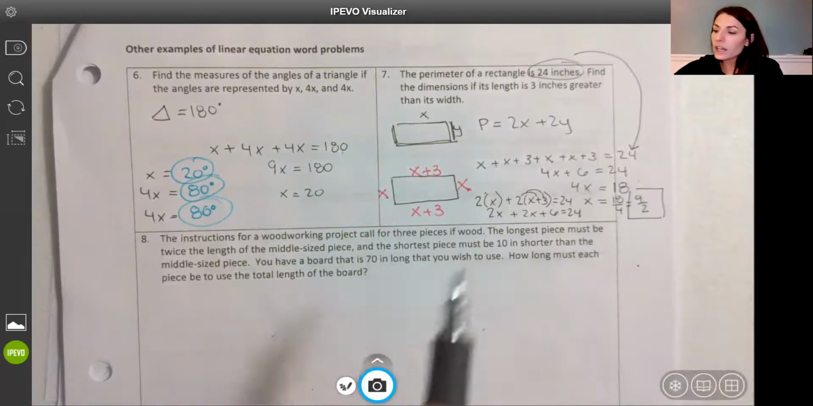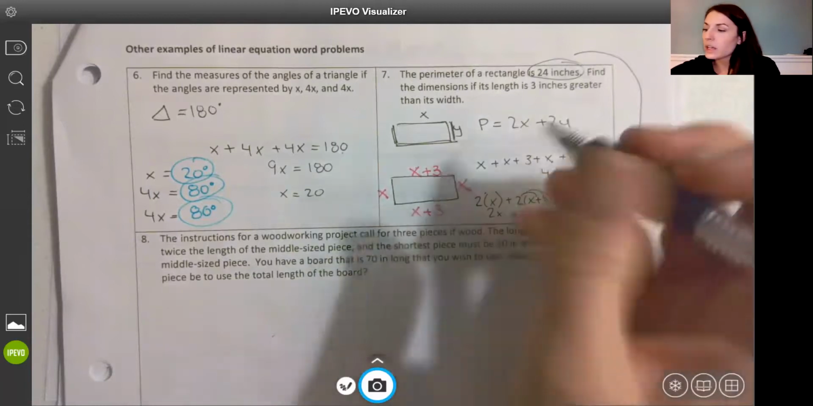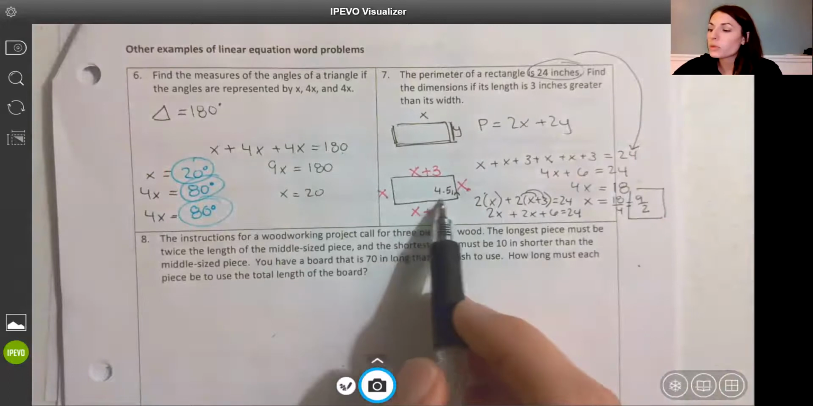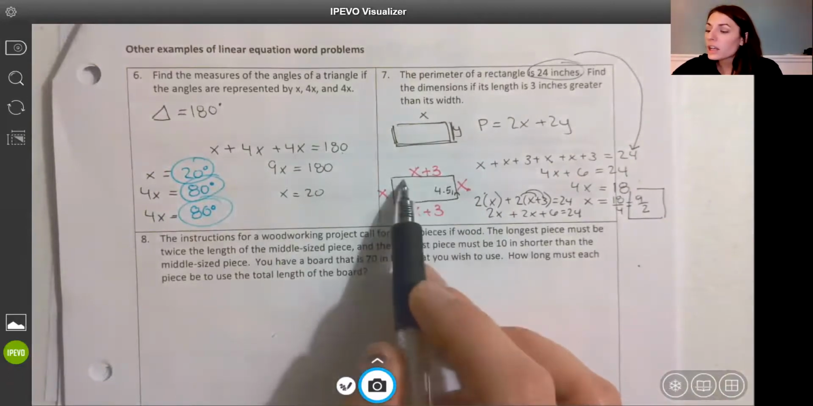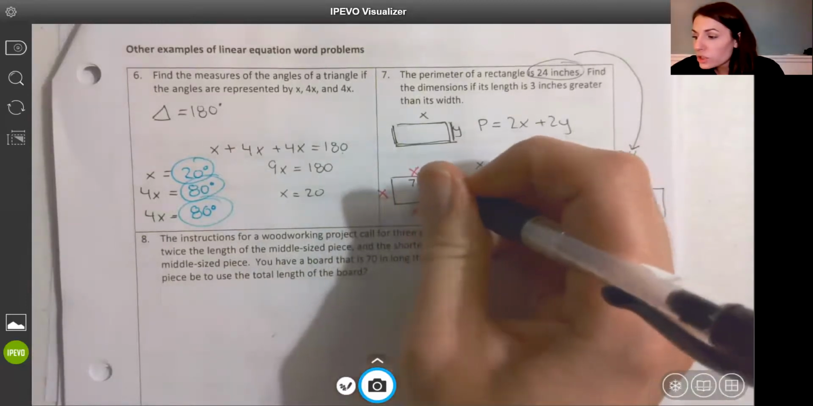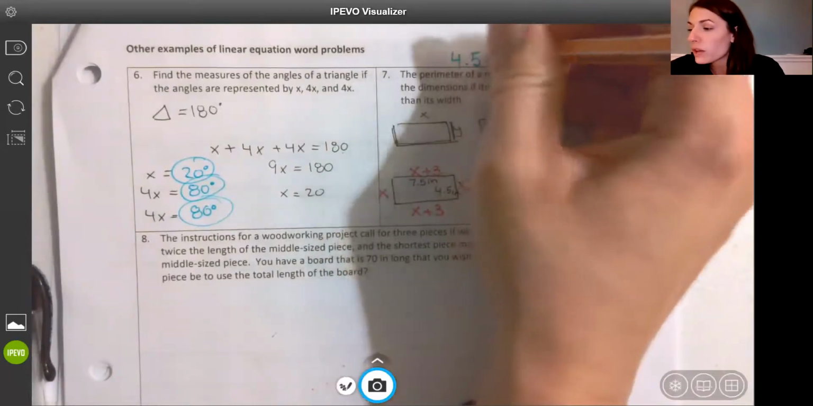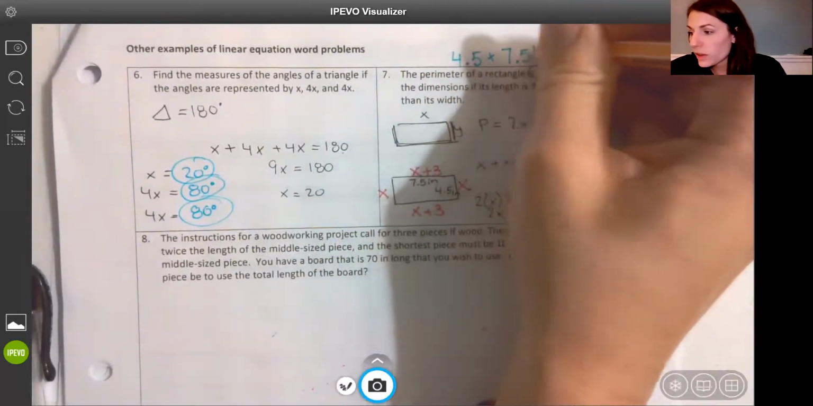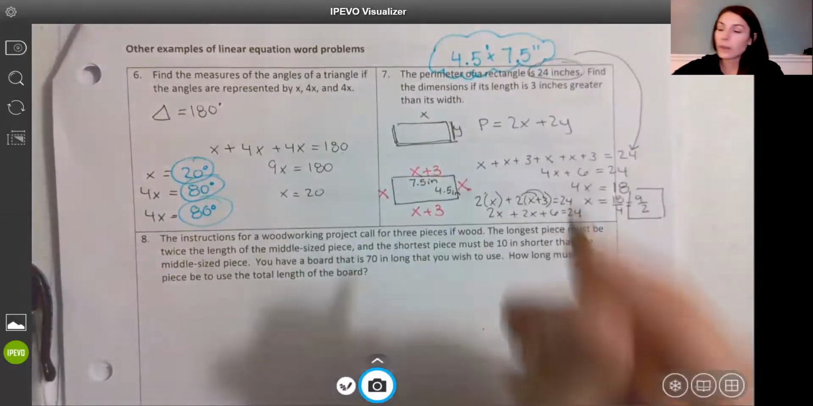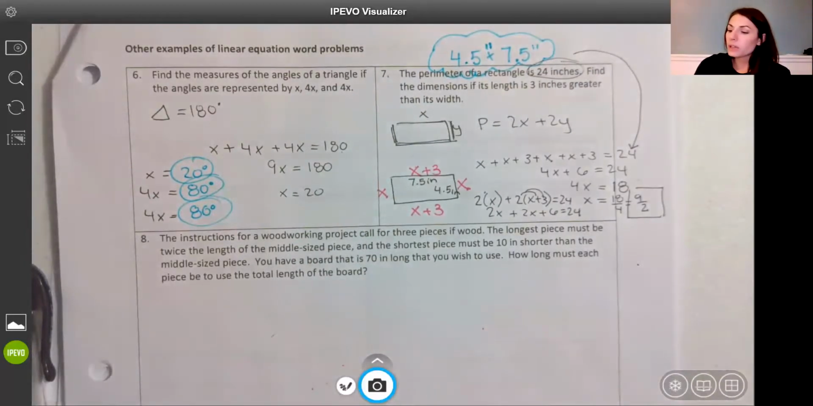If x equals 9 halves, why don't we go ahead and call that 4.5? That means the dimensions of my rectangle would be 4.5 inches here, and on this side 4.5 plus 3, or 7.5 inches here. And so answering the original problem, I can say 4.5 by 7.5 inches are the dimensions of my rectangle. Okay, last application problem.